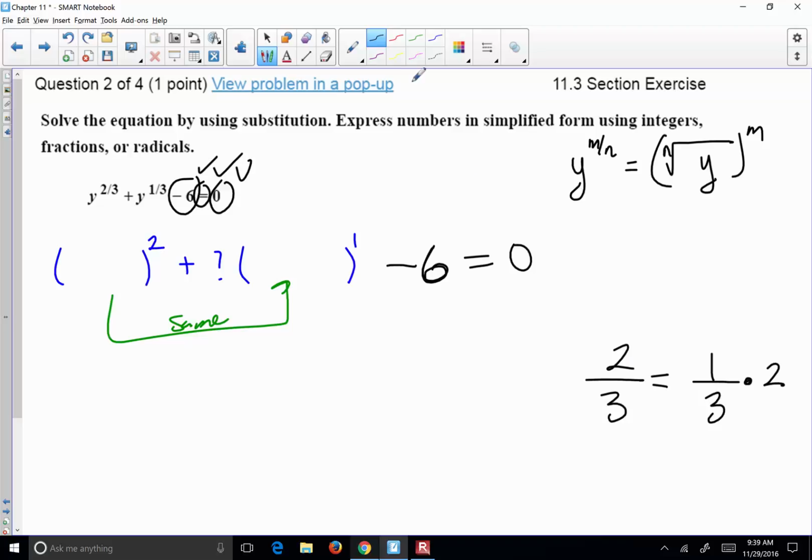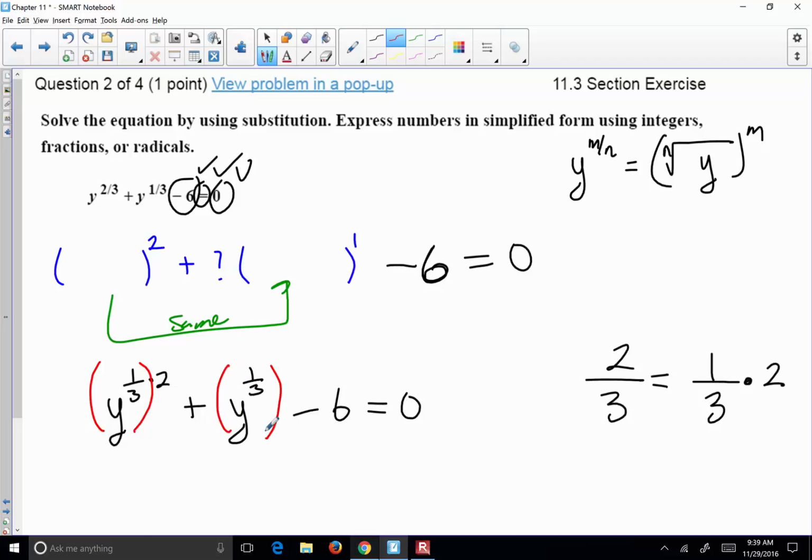Okay. So can I write y to the 2/3 as 1 over 3 times 2? And this is already 1 over 3. Look, do you see the match? 1 over 3, 1 over 3, 2, extra 2. And then -6 and 0. Here's what I'm gonna do. Ta-da!